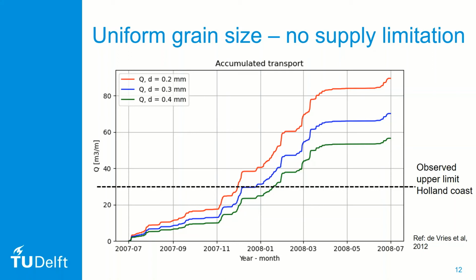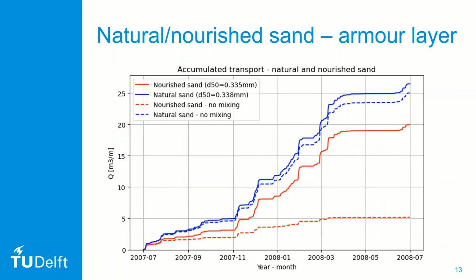But these rates are very large compared to the observed upper limit on the Holland coast. And this shows that to obtain a realistic result of the aeolian transport simulations, it is important to include also supply limiting factors. In the next simulation, we use both a natural or native sand and a nourished sand. And here we can see the effect of armour layer development.